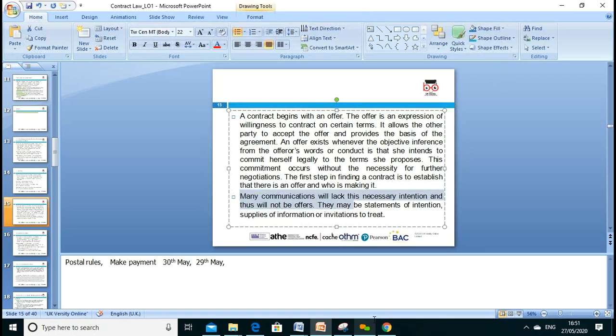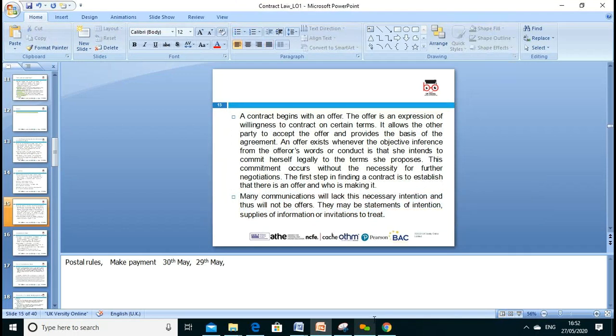Many communications lacking the necessary intention will not be offers. They may be statements of intention, supply of information, or an invitation to treat. Let's say I saw an advert online that was 70% off the price. When I went to the shop, actually it wasn't. They said, no, it's off now. That wasn't a contract, that was an invitation to treat.